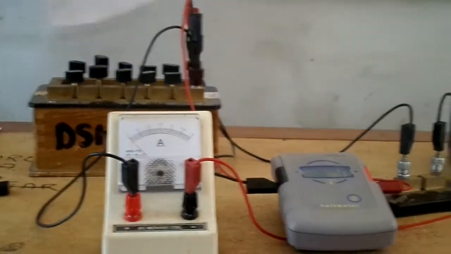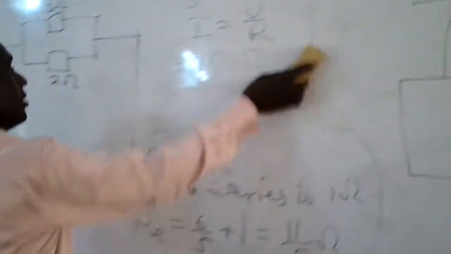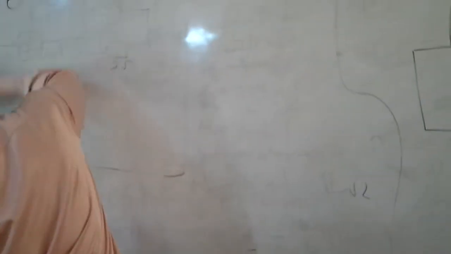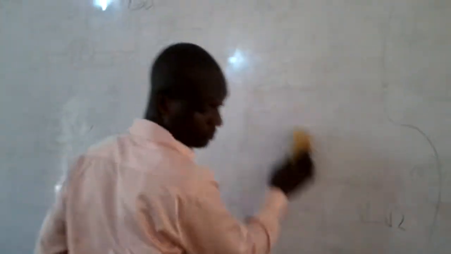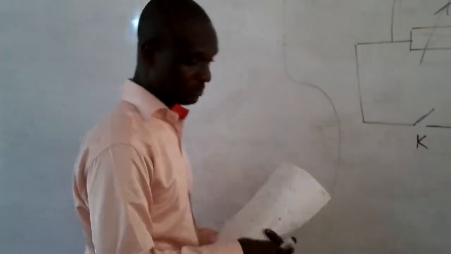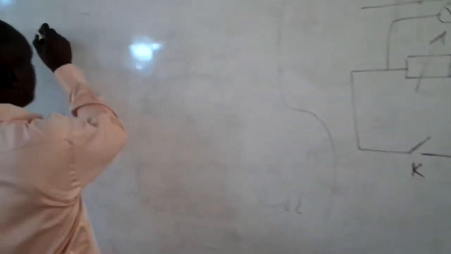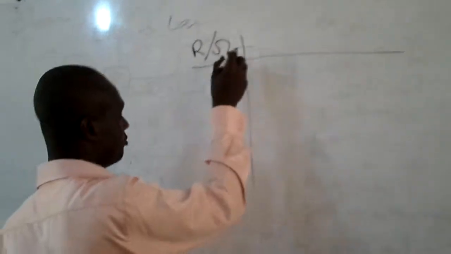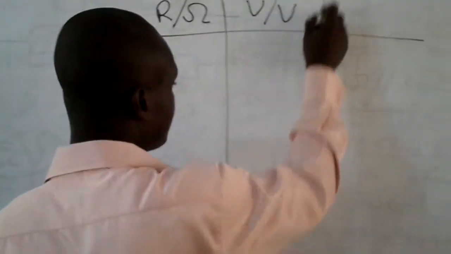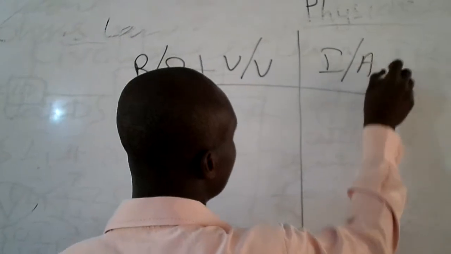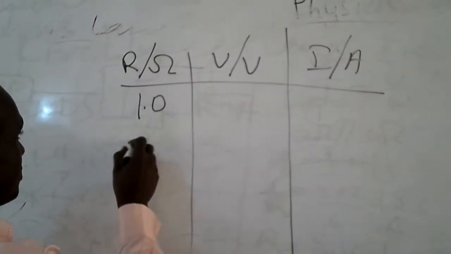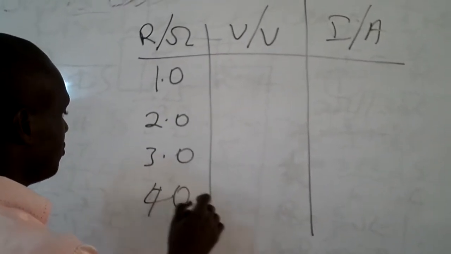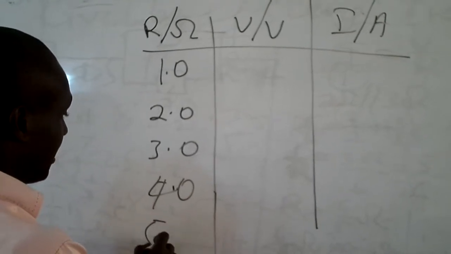You are going to use resistance 1 ohm, 2 ohm, 3 ohm up to 4 ohms. So I draw my table this way: R in ohms, voltmeter, and then ammeter. So I use 1 ohm, 2 ohms, 3 ohms, 4 ohms, up to 5 ohms.